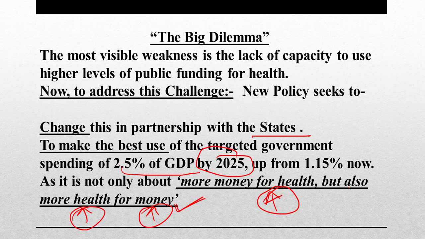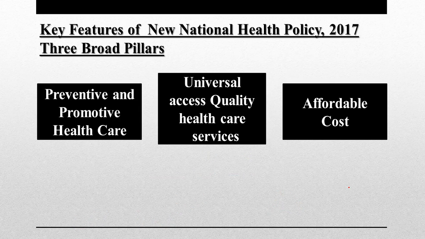You need to remember it so as to answer your mains questions. So let us move forward. Key features of National Health Policy 2017. See, there are three broad pillars under which I have divided the key features of this policy for the sake of convenience in memorization of these features. Now let us see what these features are. Number one is preventive and promotive healthcare. This policy seeks to provide preventive and promotive healthcare. We will see in detail what this basically means.